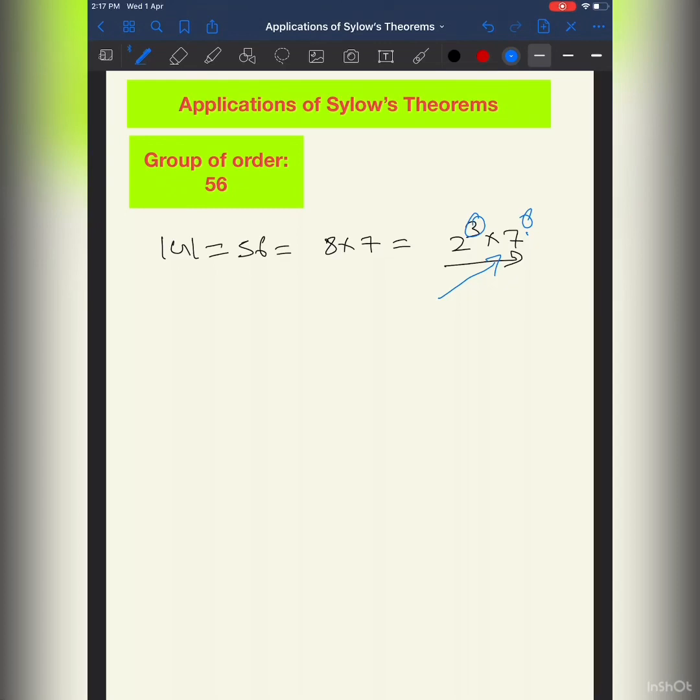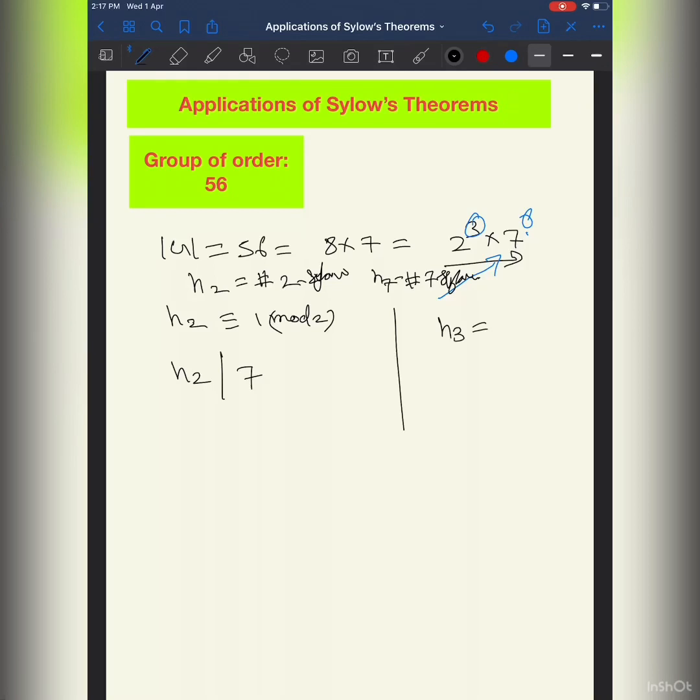Now I wanted to do the Sylow theorems. As I said, we will start from the third Sylow theorem. The first theorem, existence, is fairly okay, but let's start with the third one. n2 is congruent to 1 mod 2, where n2 denotes the number of 2-Sylow subgroups, and n7 denotes the number of 7-Sylow subgroups. n2 divides 7.